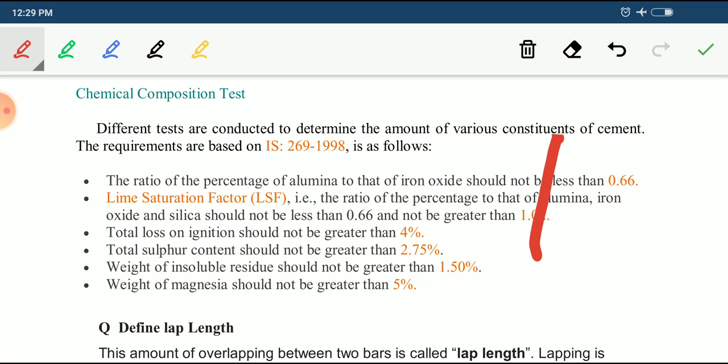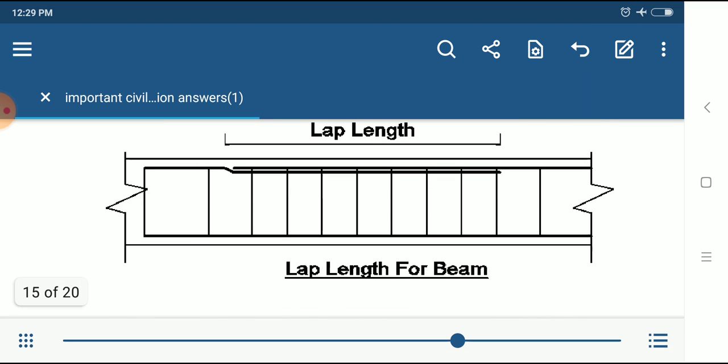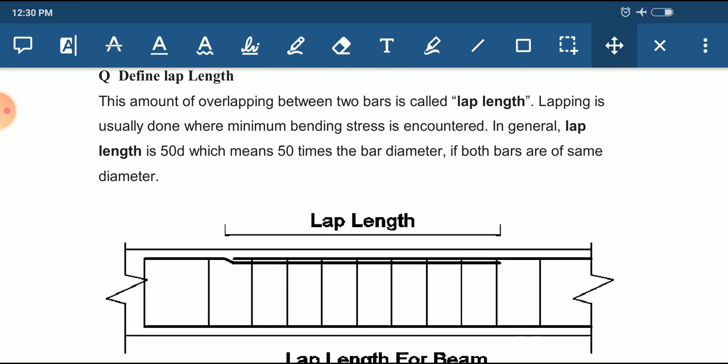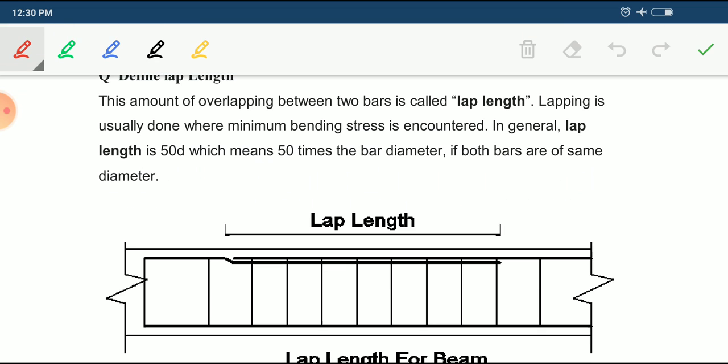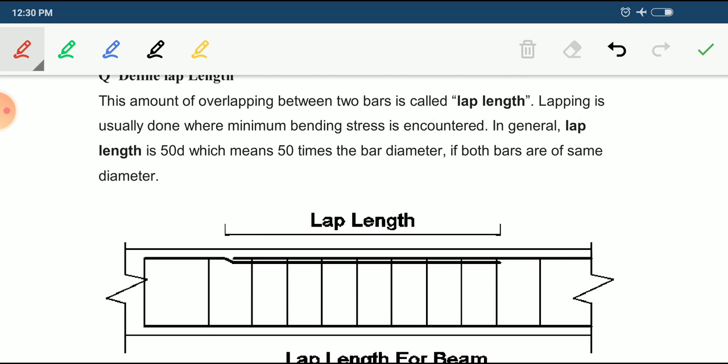Okay, next one, it's very important. Define lap length. What do you mean by lap length? The amount of overlapping between two bars is called lap length. It is shown in the diagram. The lapping is usually done where minimum bending stress is encountered. Generally the lap length is 50D, which means 50 times the bar diameter, if both bars are of the same diameter. You should remember this is the lap length.